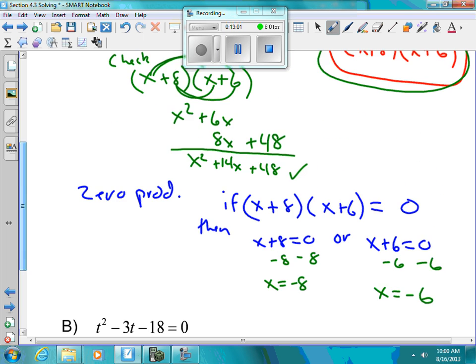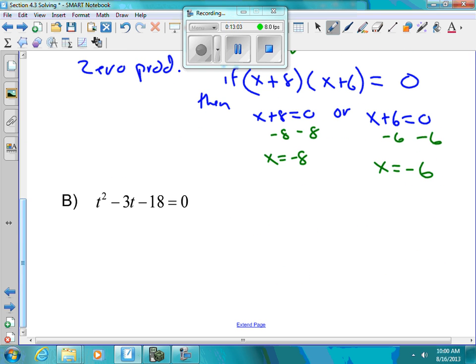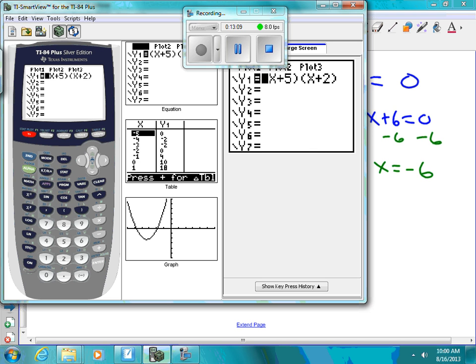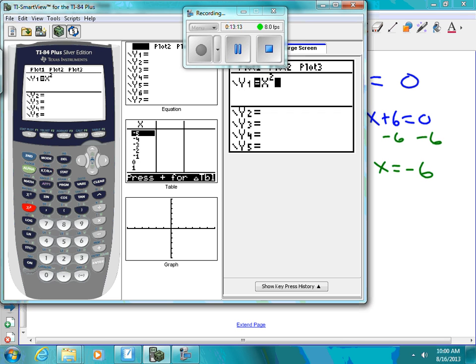How do I check it? Well, I plug it back in. Let's do it the fast way of plugging it back in. Let's go to y equals. Let's put our original problem in here. X squared. This is why I want you practicing with that graphing calculator at home. I want you practicing in class, because once you get used to checking this on the calculator, it's going to make your life a lot easier.